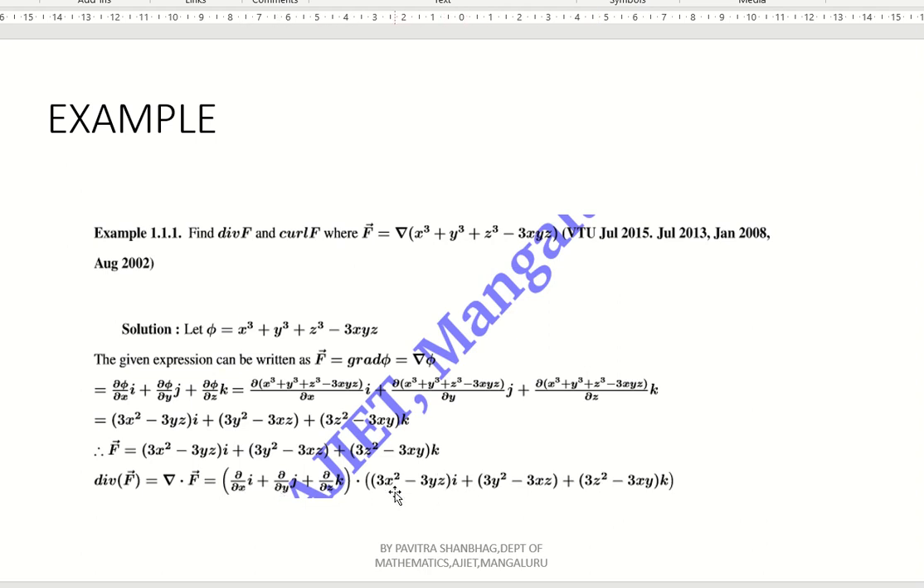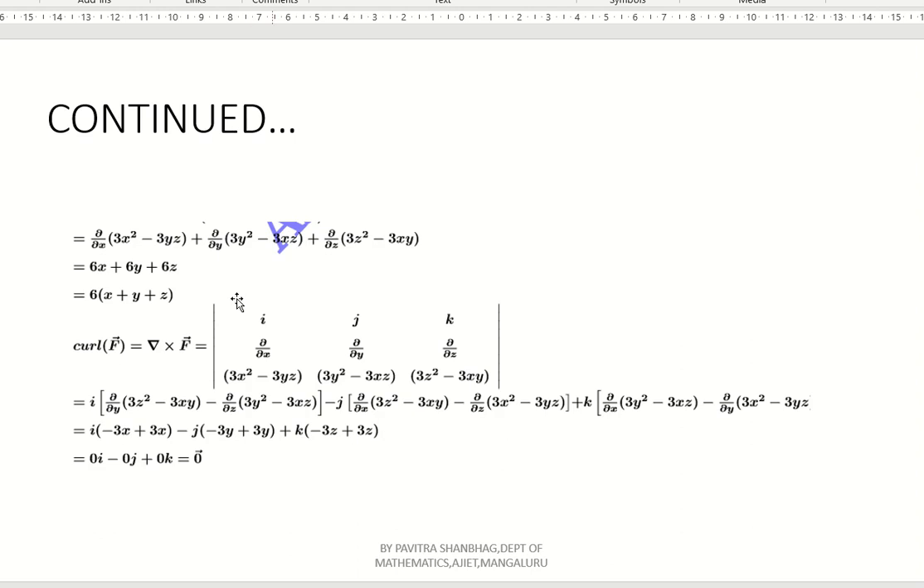So what we will get here? Dou by dou x of the first term plus dou by dou y of the second term plus dou by dou z of the third term. So dou by dou x of 3x square minus 3yz plus dou by dou y of 3y square minus 3xz plus dou by dou z of 3z square minus 3xy. Here you should be very careful. There is no ijk here because i dot i is 1, j dot j is 1, k dot k is 1.